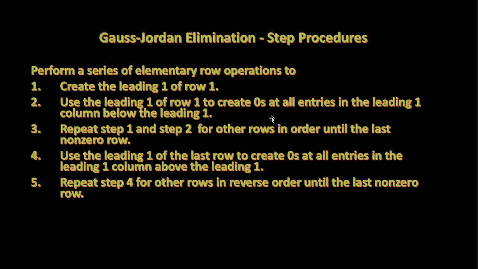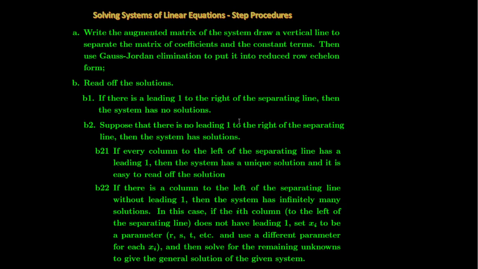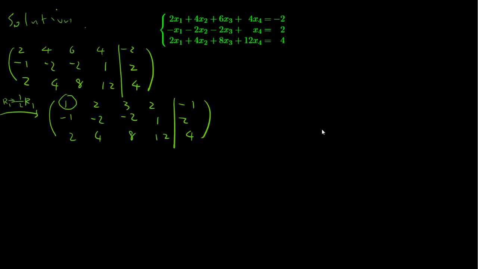We're done with step 1. Now look at step 2. In step 2, we are going to use the leading one of row 1 to make all the numbers below that leading one zeros. That's the meaning. By that we mean we can use the circled leading one of row 1 to make these two locations zeros.